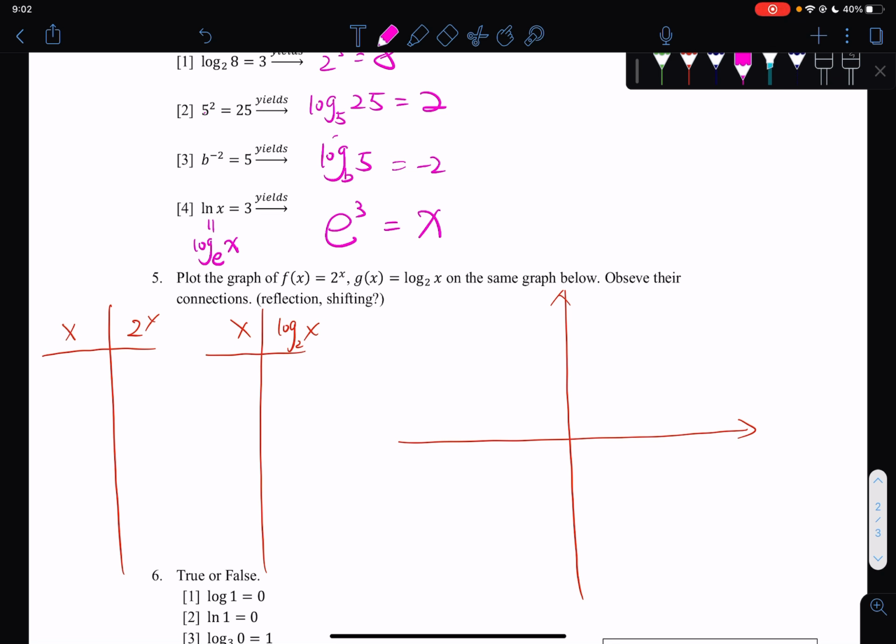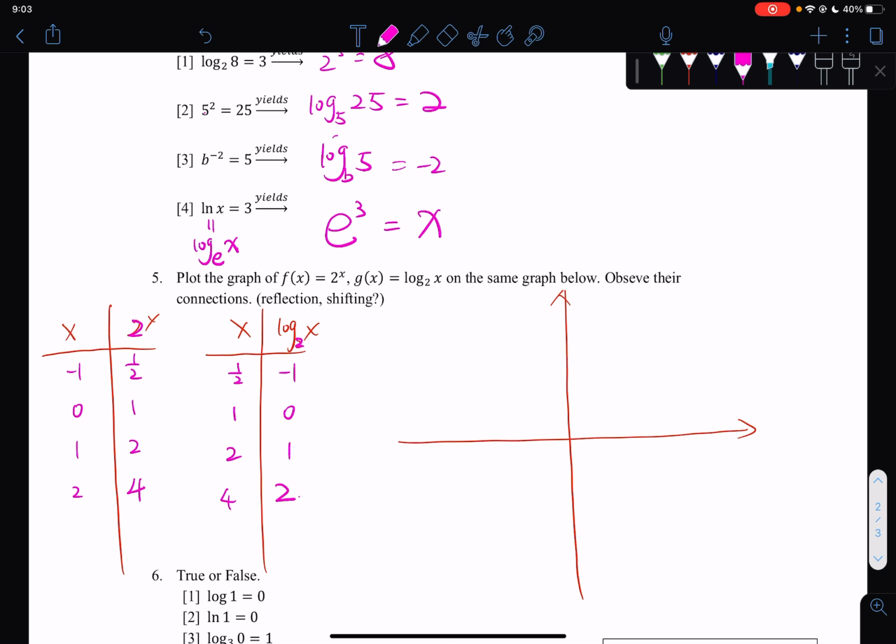The next problem asks you to plot the graph, and you know the connection between exponential and logarithmic function. The output and input are going to be flipped. Therefore, if x is negative 1, it's 1/2. It's 0, it's 1. 2 to the power of 1 is 2, and if it's 2, 2 squared is 4. And the logarithmic function sharing the same base flips the order of your x and y components. Therefore, 1/2 gives you negative 1. 1 gives you 0, 2 gives you 1, 4 gives you 2.